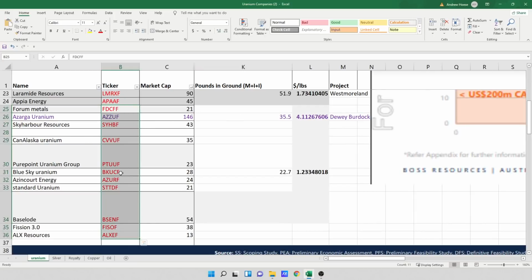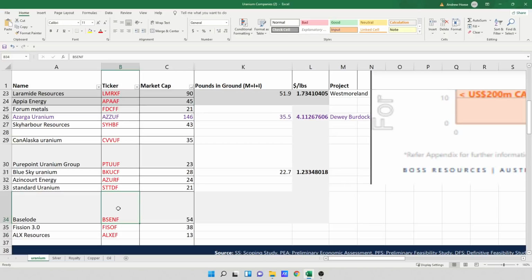I have a little bit in Blue Sky, a little bit in Pier Point and Kanalaska and Sky Harbor. These are all exploration companies. I overweighted Baseload. They have a discovery. They have basically proven it's a high grade. Now they just got to define what the size of this thing is. Hopefully they hit the mother lode, because this market cap of $54 million is ridiculous if they hit the mother lode. It very well could go much, much higher than where it is today.